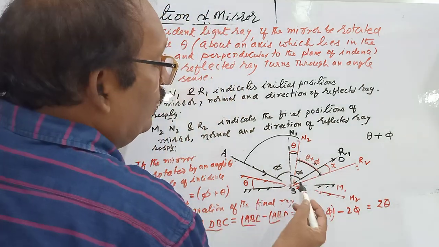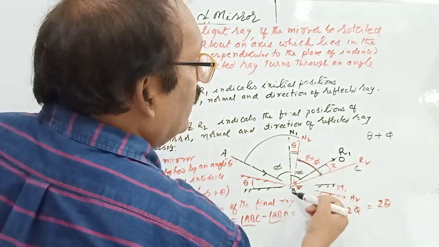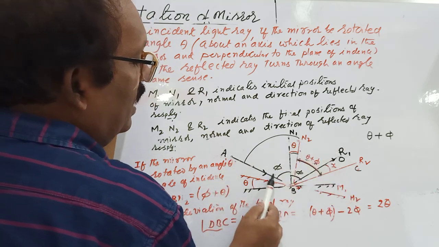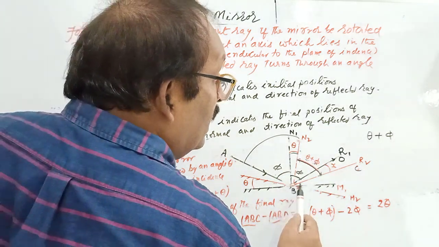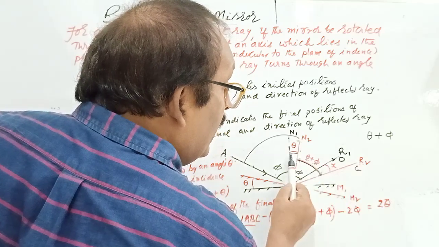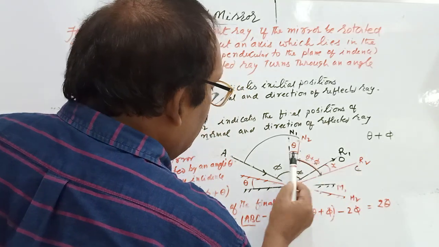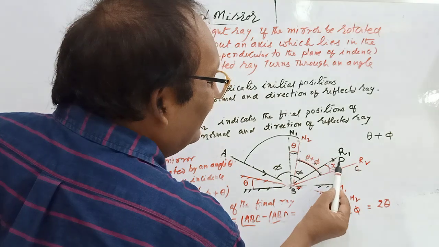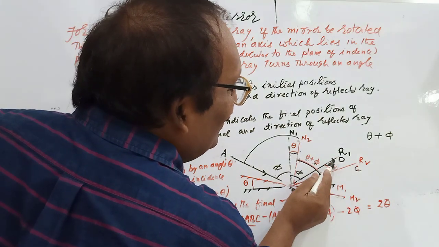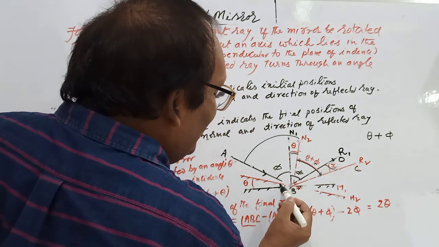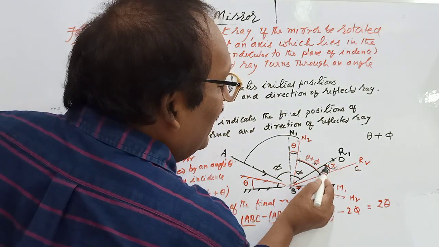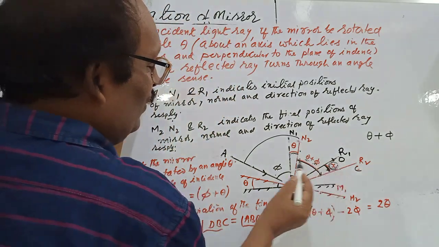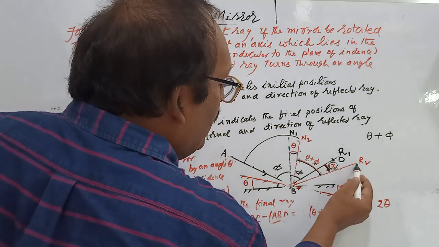Fine. So now the ray is reflected in the direction R2. See now carefully, the incident light ray direction is AB and the reflected light ray direction is R2, as the mirror is rotated by an angle theta. Therefore, the angle through which the reflected ray is rotated is x. When the mirror is rotated by an angle theta, the reflected ray gets rotated by an angle x. Our interest is to find out the value of x.